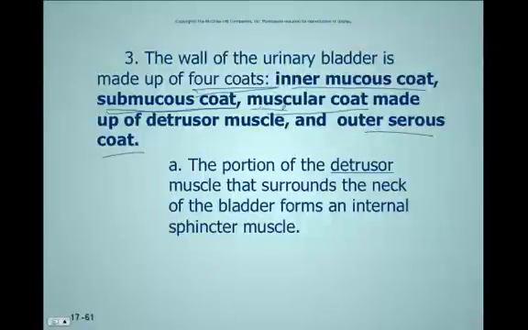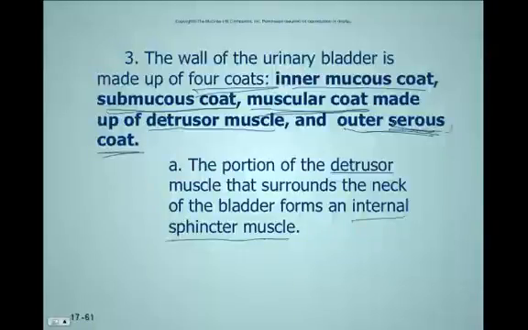Now, this muscular coat is going to consist of a large muscle called the detrusor muscle. Okay? And a portion of that detrusor muscle that surrounds the neck of the bladder is going to form our internal sphincter muscle. Okay? So that detrusor muscle is going to be important for, one, holding urine in, but then also when we need to release urine, you'll see that detrusor muscle is very important as well. We'll talk about that in just a minute. And then we have an outer serous coat.